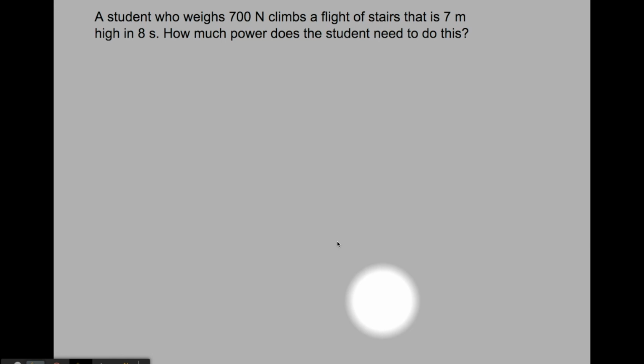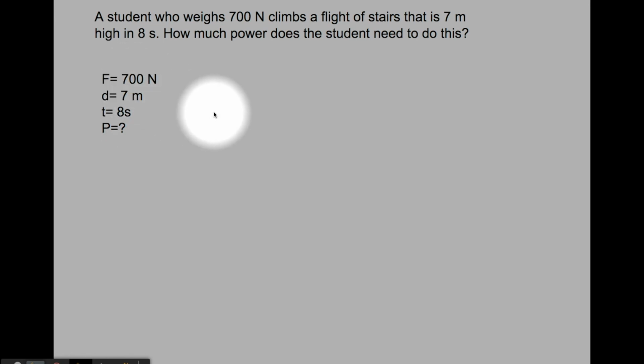So a student weighs 700 newtons, climbs a flight of stairs at 7 meters in 8 seconds. How much power does he need to do this? So same idea, okay? 700 newtons, 7 meters is my distance, right? That's my F sub g, if you wanted to, in newtons. Your displacement, 7 meters. You have 8 seconds.